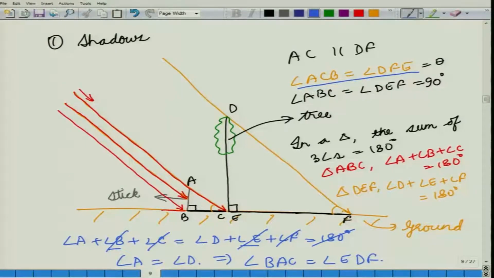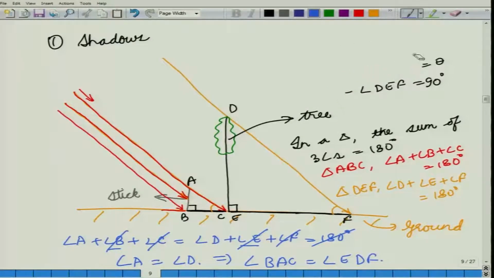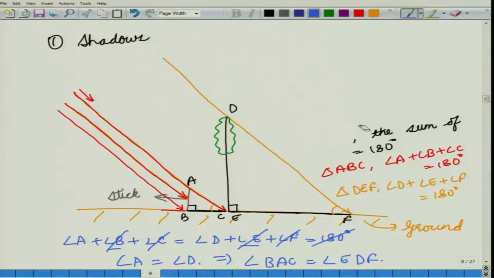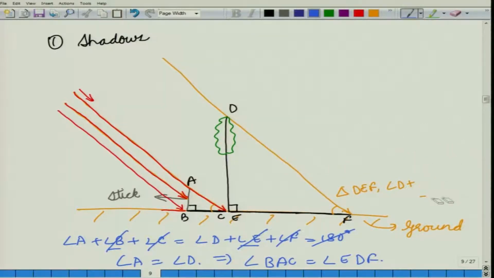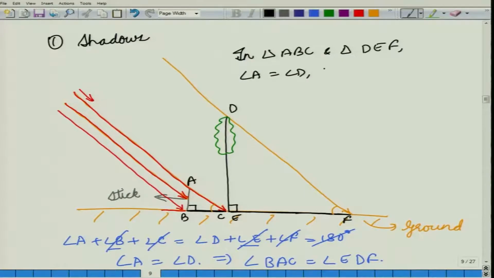So, let us now again consider these triangles. We have seen that in triangle ABC and triangle DEF, we have angle A is equal to angle D, angle B is equal to angle E and angle C is equal to angle F, which implies that triangle ABC is similar to triangle DEF.